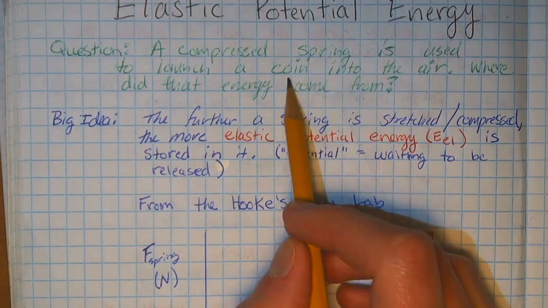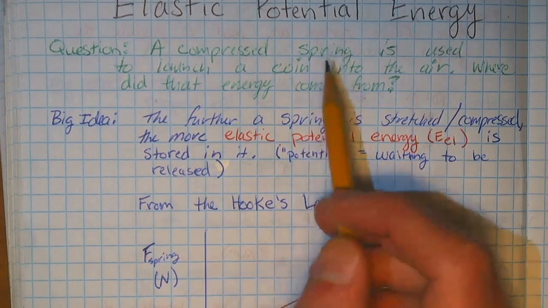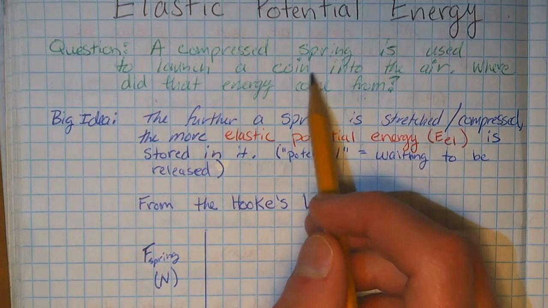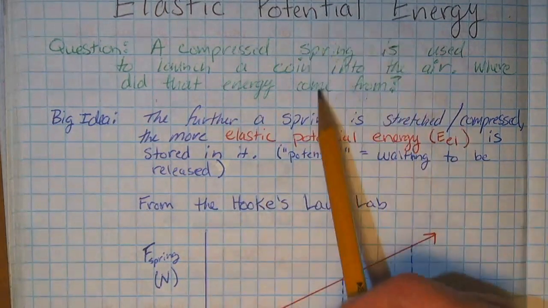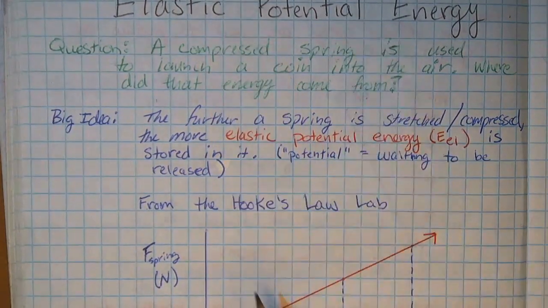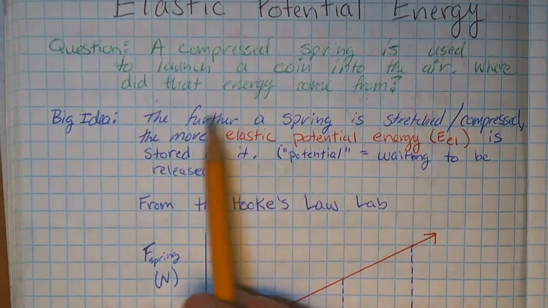Obviously the coin has energy because it's going to have kinetic energy as it's moving through the air. It's going to have gravitational energy as it goes up into the air. Where did that energy come from? Obviously the spring. And remember that spring energy is called elastic potential energy. The word potential energy just means stored energy.